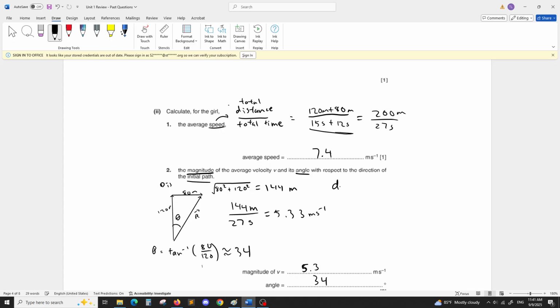So just remember that displacement over time is equal to velocity. So we took our total displacement here. This is our displacement, and then we took our displacement over time, and then we got our average velocity.